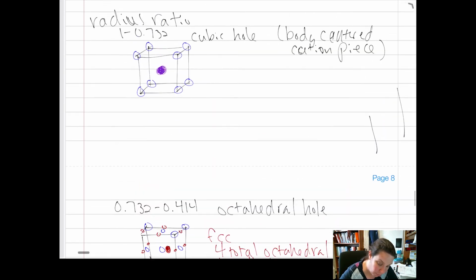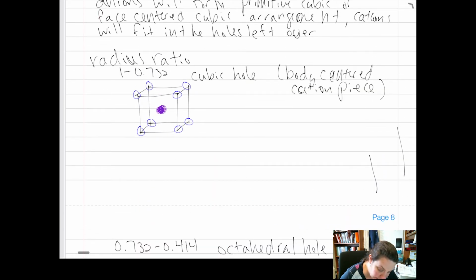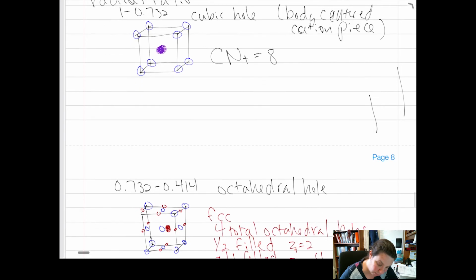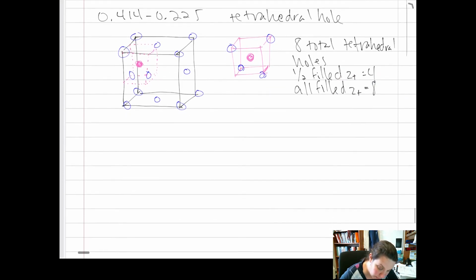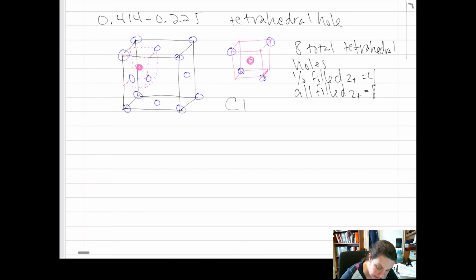Some other things I want to point out about this. If we have a cubic hole, the cation's coordination number is going to be equal to 8. If we have an octahedral hole, our cation's coordination number is going to be equal to 6. And if we have a tetrahedral hole, our cation's coordination number is going to be equal to 4. I just expect you guys to know the cation coordination number. You don't need to know the anion coordination number.